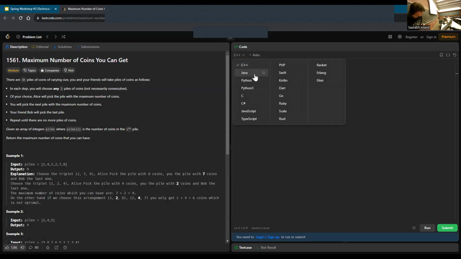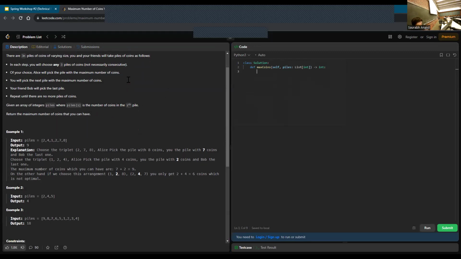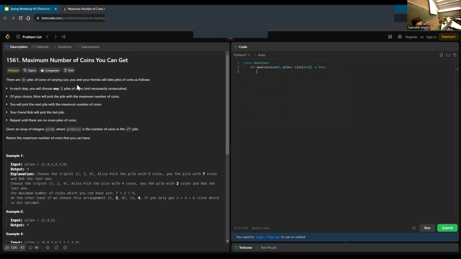I'm going to do this in Python because you guys know Python from Programming 1, right? So everyone's comfortable with that. So first, let's just read the problem statement. So we have 3n piles of coins of varying size, and we're going to take some of those piles according to these rules. So at every step, we choose 3 of those piles. The piles are just numbers, really. And the piles don't have to be consecutive. We can choose any 3.